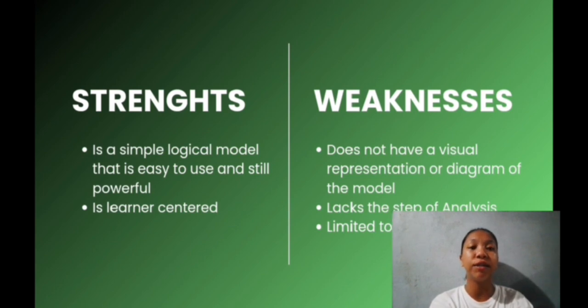While the weaknesses of this model are that it does not have a visual representation of the model, lacks a step in analysis, and is limited in what it can be used for. Overall, the Assure model has a narrower scope than other models. It also limits creativity, and it is time-consuming to follow the step-by-step of the Assure model, because of another reassessment of the learners.